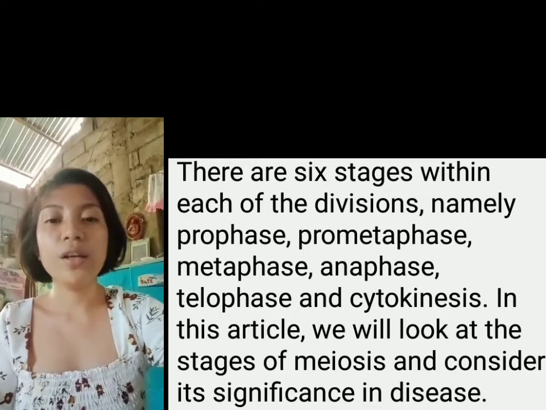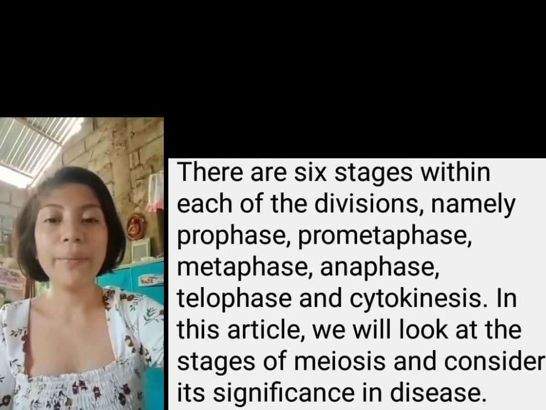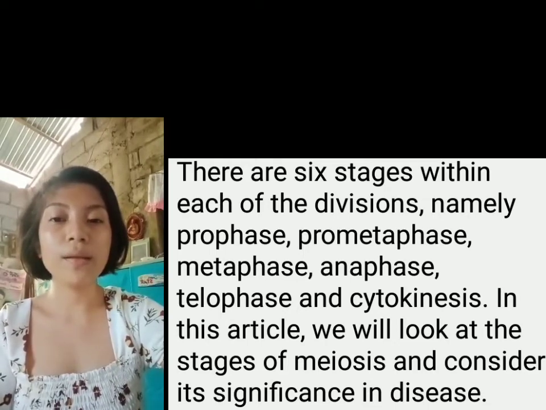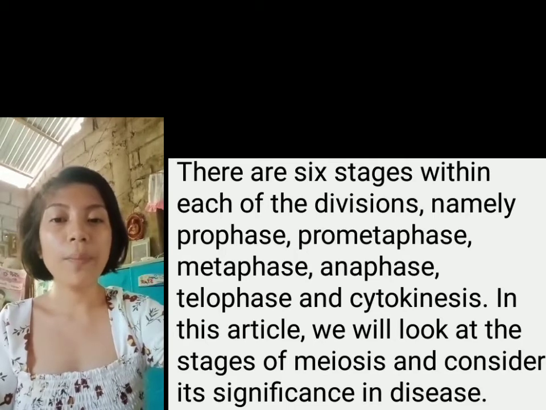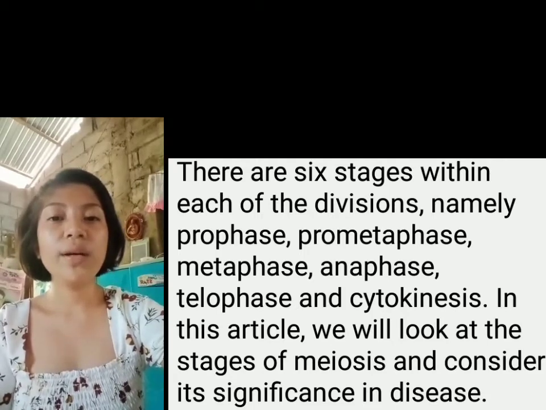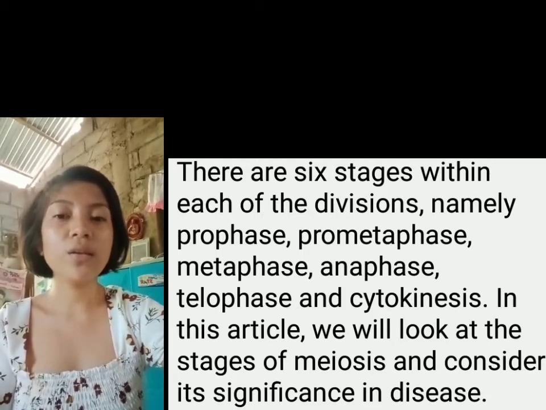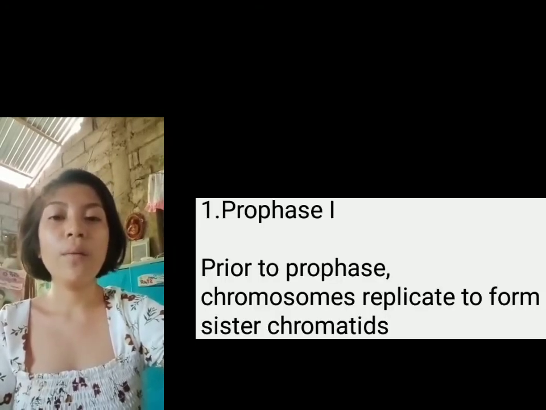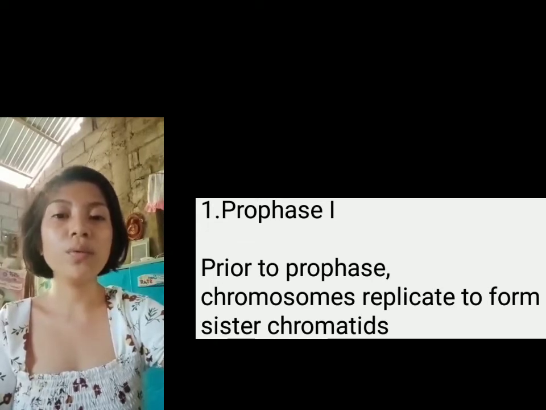There are 6 stages within each of the divisions, namely Prophase, Prometaphase, Metaphase, Anaphase, Telophase, and cytokinesis. In this article, we'll look at the stages of meiosis and consider its significance in disease. Prophase 1. Prior to prophase, chromosomes replicate to form sister chromatids.